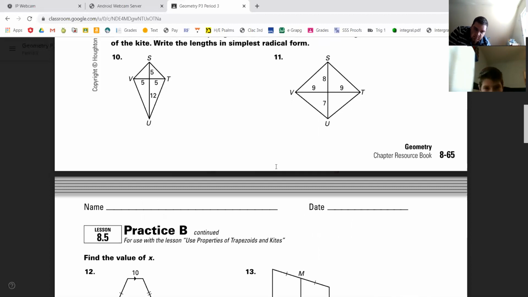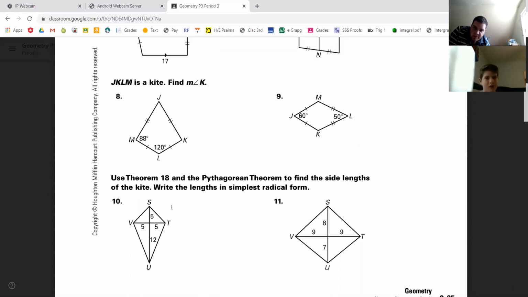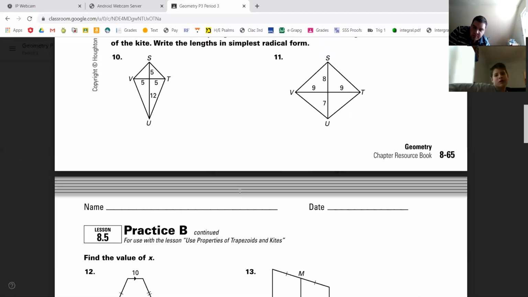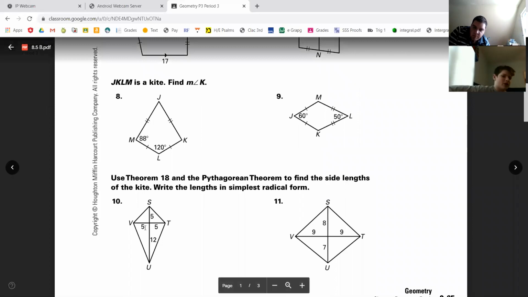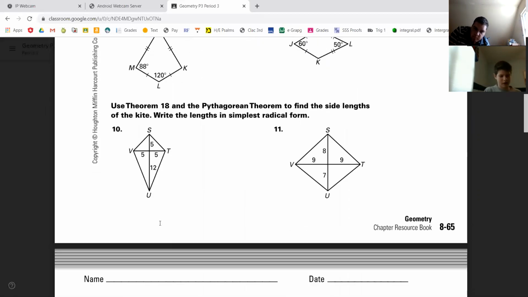How many questions will we get of these kites? Because those are always the longest. No, I mean the Pythagorean theorem ones. Those are very long. How many are those? One question for the Pythagorean theorem ones. Okay, that's good. I think I'm good.